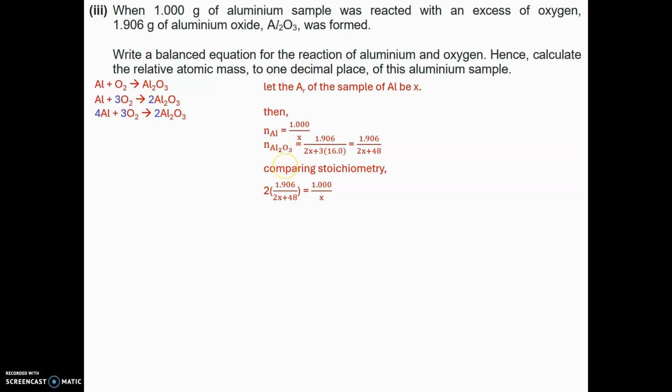So we form an equation in x, and we simplify. 1.812x equals 48. x would be 48 divided by 1.812, which gives us 26.5.